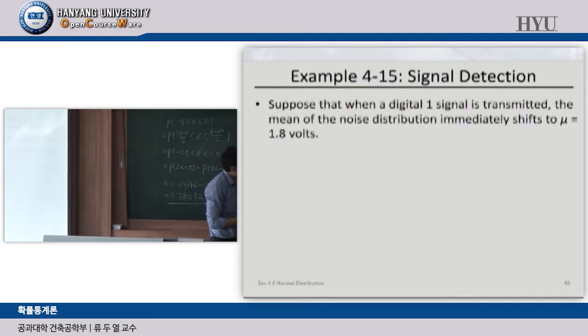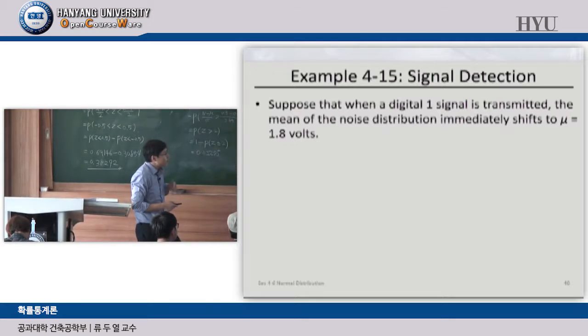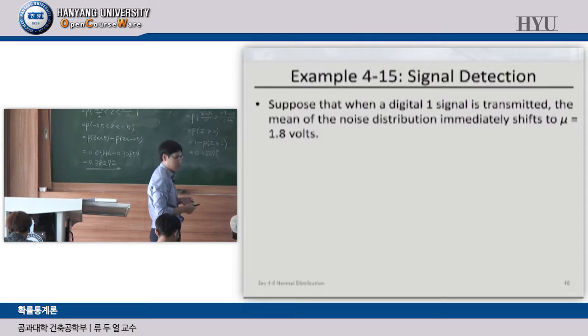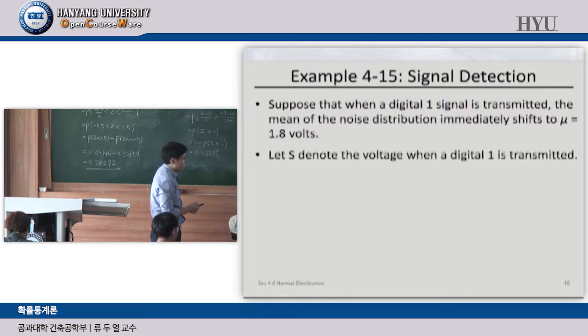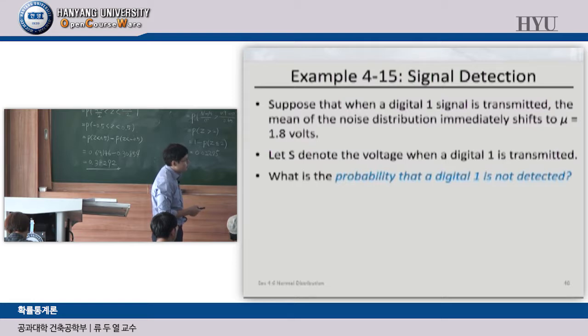And suppose that when a digital 1 signal is transmitted, the mean of the noise distribution immediately shifts to mu equal to 1.8 volts. Which means that when the digital 1 signal is transmitted, the mean of the noise distribution is changed from 0 to 1.8 volts. Okay? Let S denote the voltage when a digital 1 is transmitted.